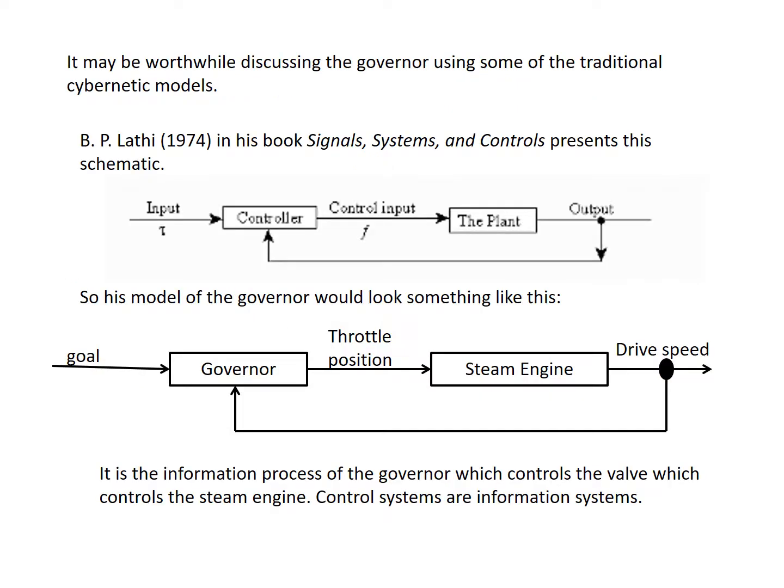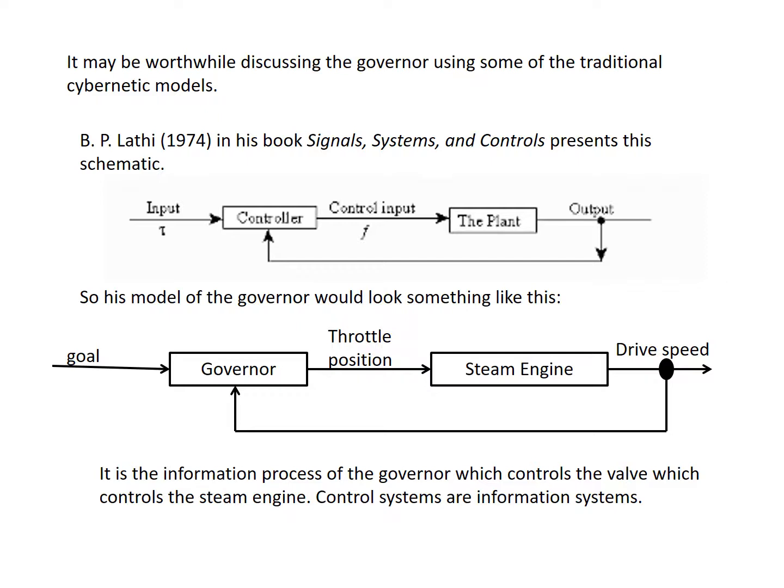It may be worthwhile discussing the governor using some of the traditional cybernetic models. B.P. Lathi, in his book Signals, Systems, and Controls, presents this schematic. An input goes to a controller, which sends a control input to the plant, which produces output. Information about the output is then fed back to the controller.